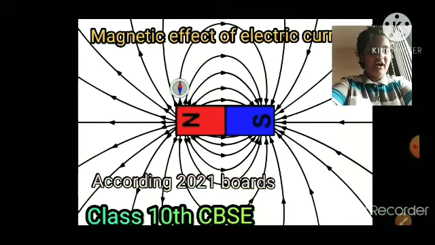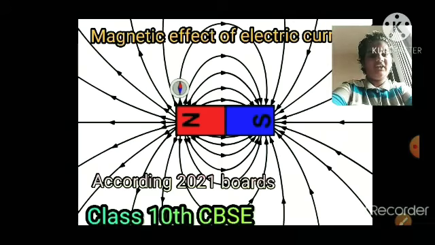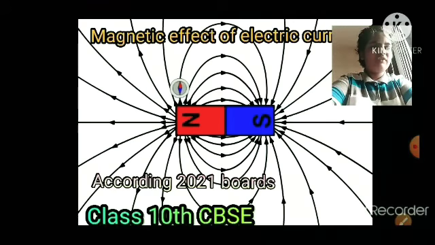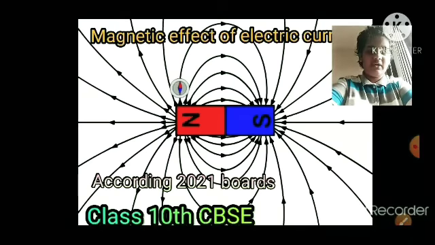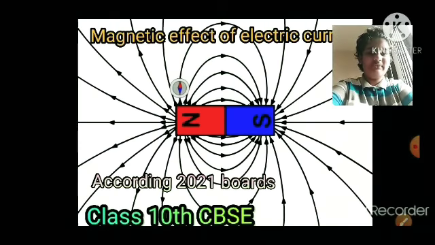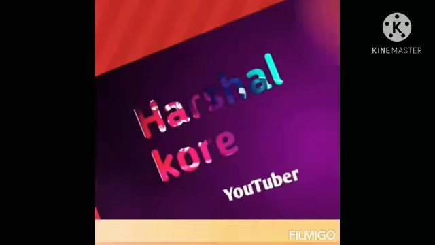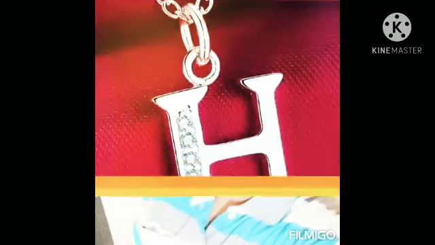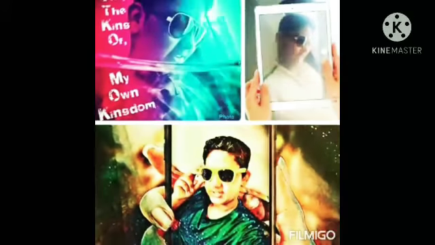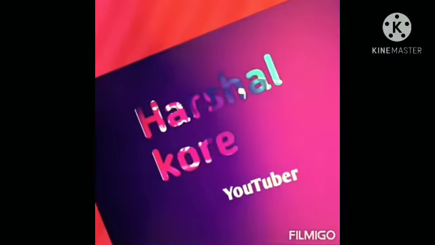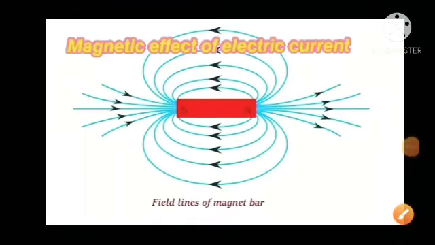So let's start our next chapter, that is magnetic effect of electric current. This is a very easy and important chapter of physics class 10 CBSE. So let's start. Come with me. Let's start magnetic effect of electric current.